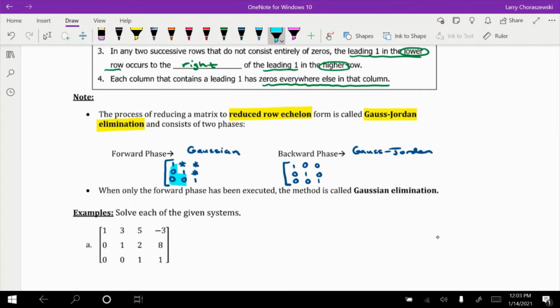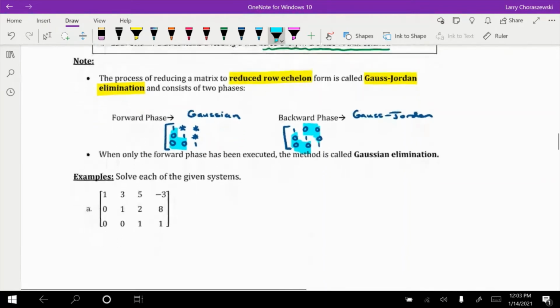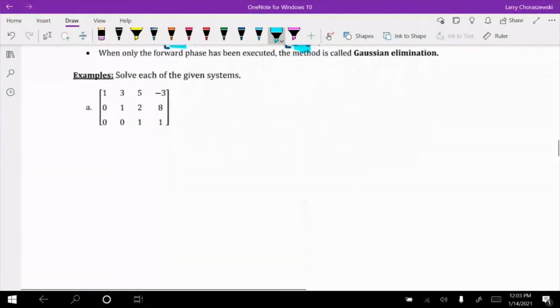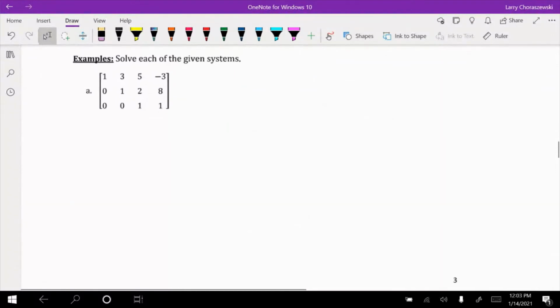So Gaussian is when you get zeros underneath the leading ones, and Gauss-Jordan is when you get the zeros above the leading ones in addition to the ones below. With that, I want us to first figure out which form this matrix is in, and then I'll show you how to solve the system based on how the entries of this matrix are presented to us.